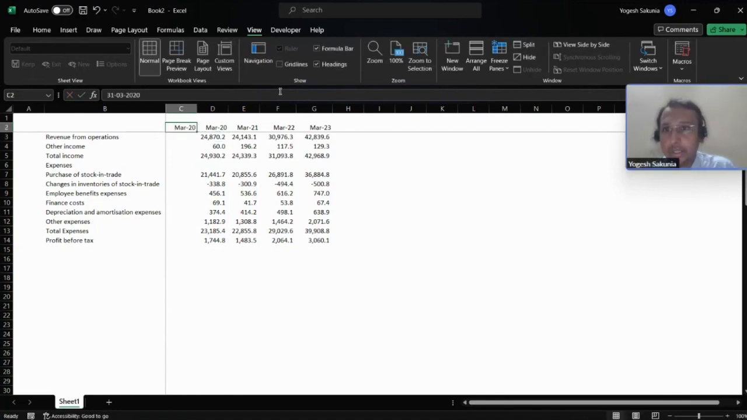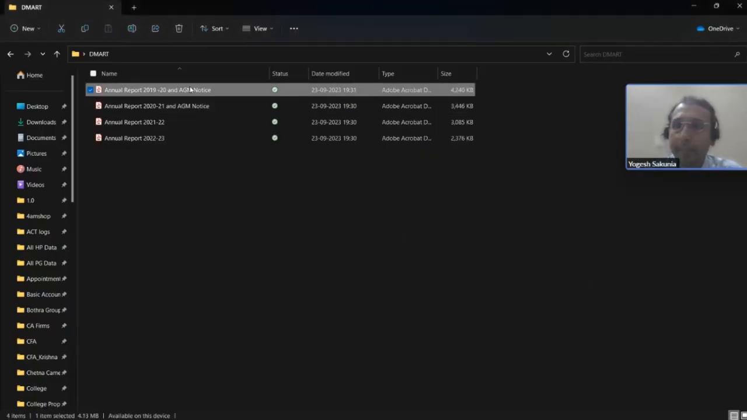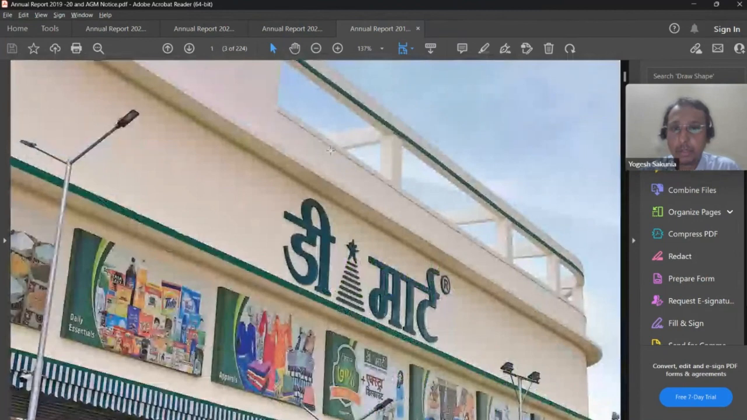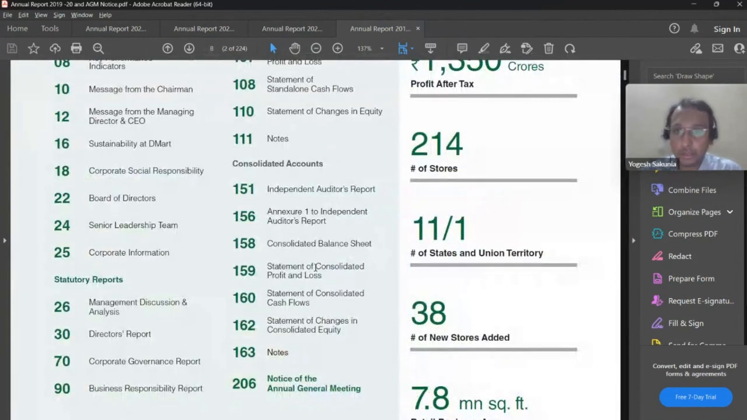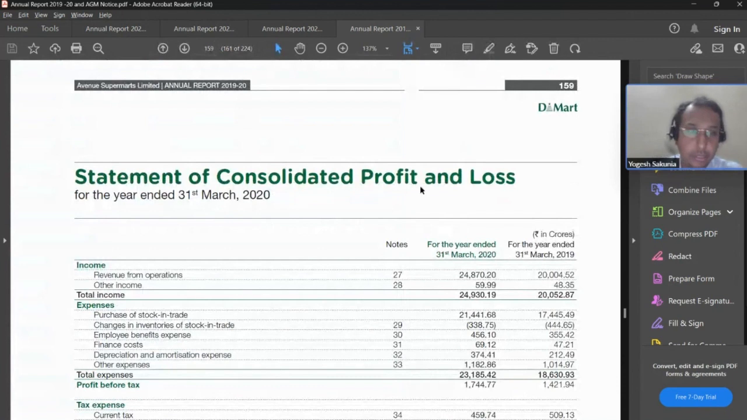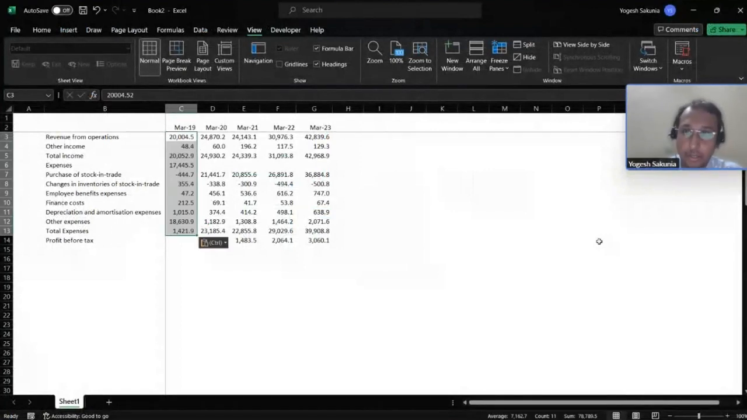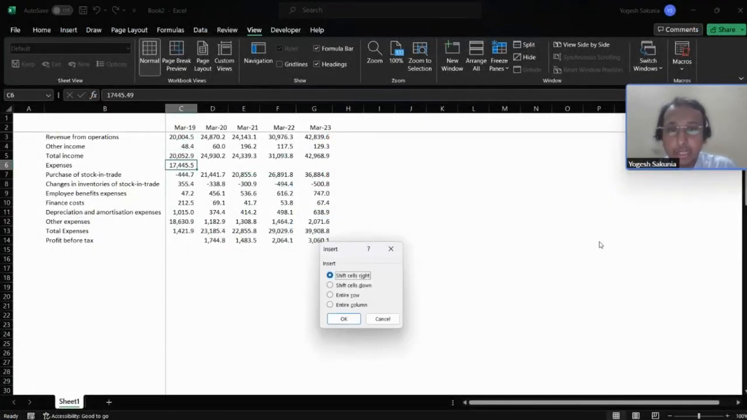And finally, one more year. Consolidated P&L 159. Now, luckily, this company, all the data is in the same format for all the years. Otherwise, there are times where the way the company reports its data would have changed, and that would then have to be taken care of.